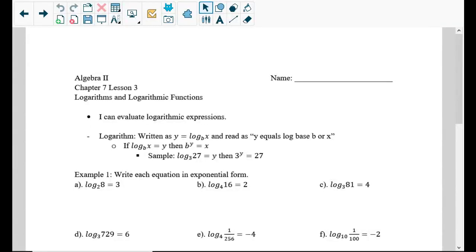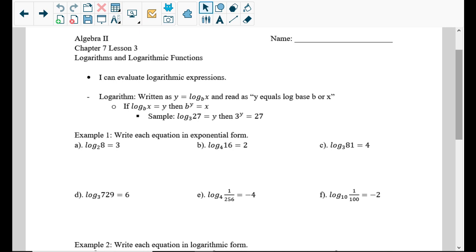Chapter 7, Lesson 3, we're going to take a look at logarithms and logarithmic functions. So being able to evaluate logarithmic expressions. A logarithm written here has log in it. It has a base value with another number.